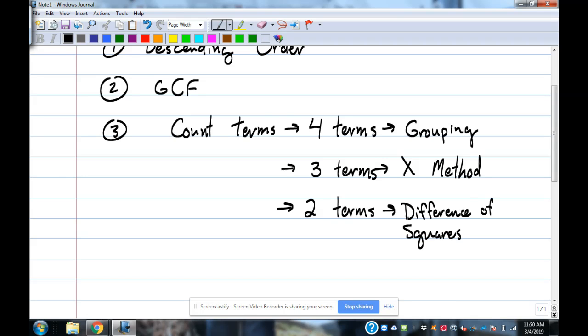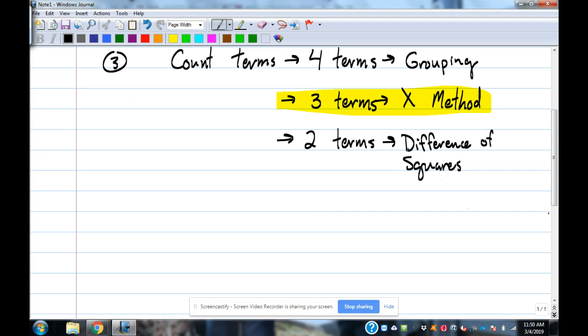X method is what we're going to focus on today. So this is our focus today, X method. Okay, it's going to involve grouping, but to get started, you're going to use the X method. I say gotta, but you don't. There are other ways to do it, but this is, I think, one of the best ways that I've seen in all my years of math for graphing or for factoring a quadratic.